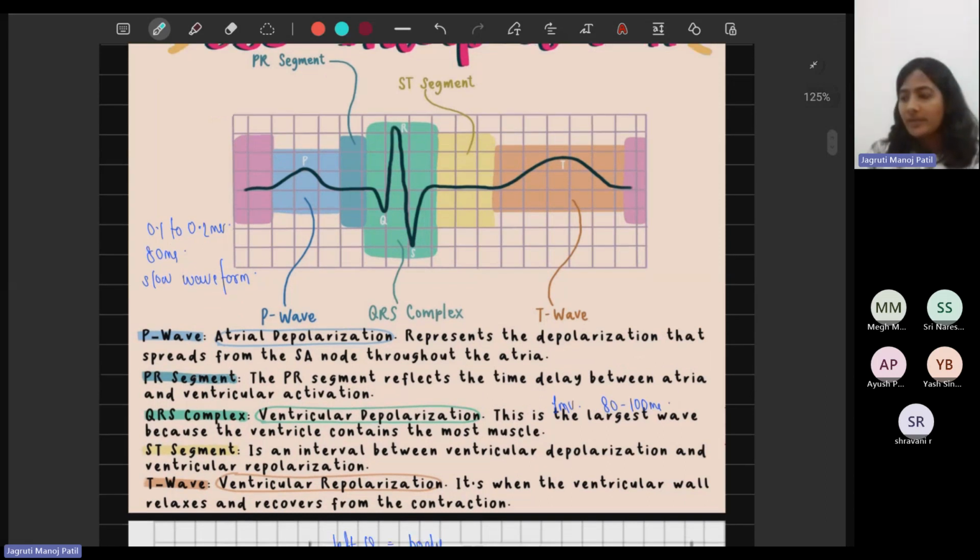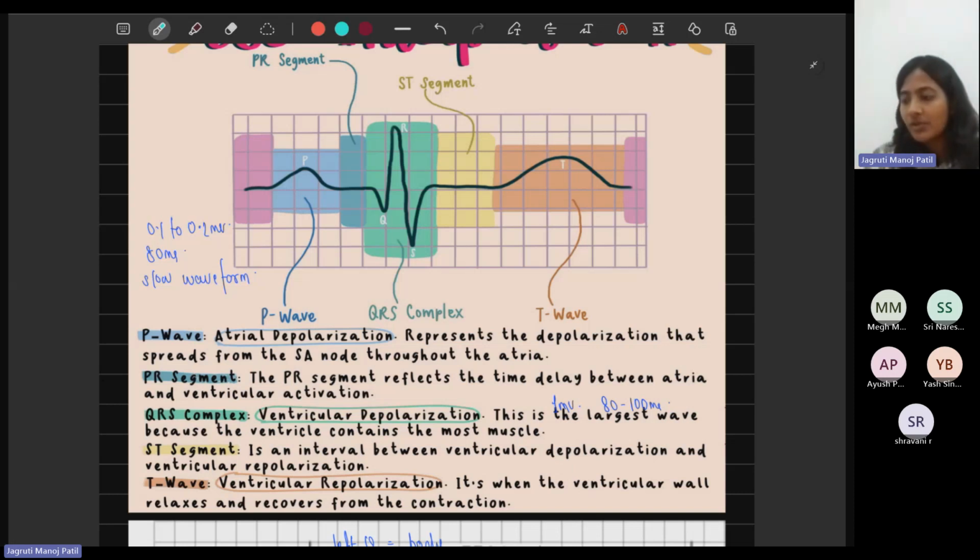So the P wave is for atrial depolarization, which starts from the SA node that we call the natural pacemaker, and then spreads throughout the atria. Then we have this small PR segment between the end of the P wave, that is the end of atrial depolarization, and the start of ventricular depolarization. It reflects the time delay from the atrial depolarization to the ventricular activation, that is ventricular depolarization.